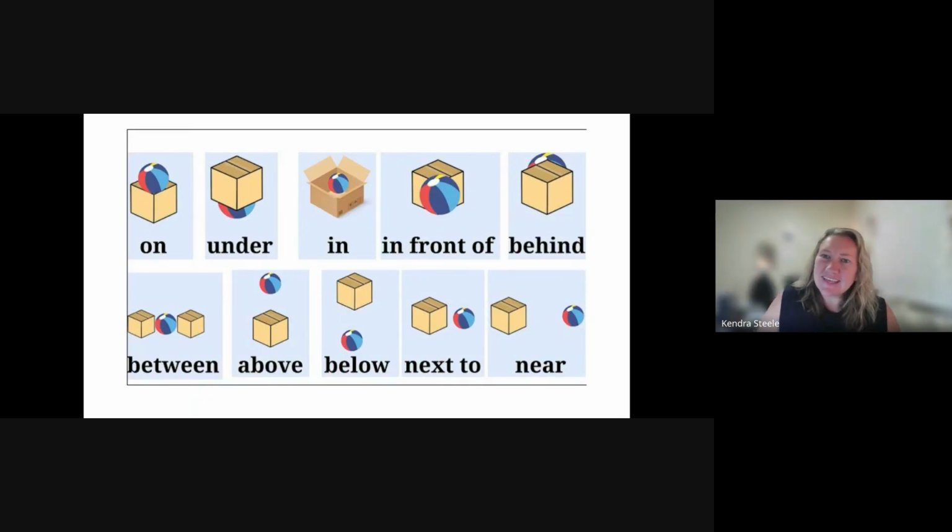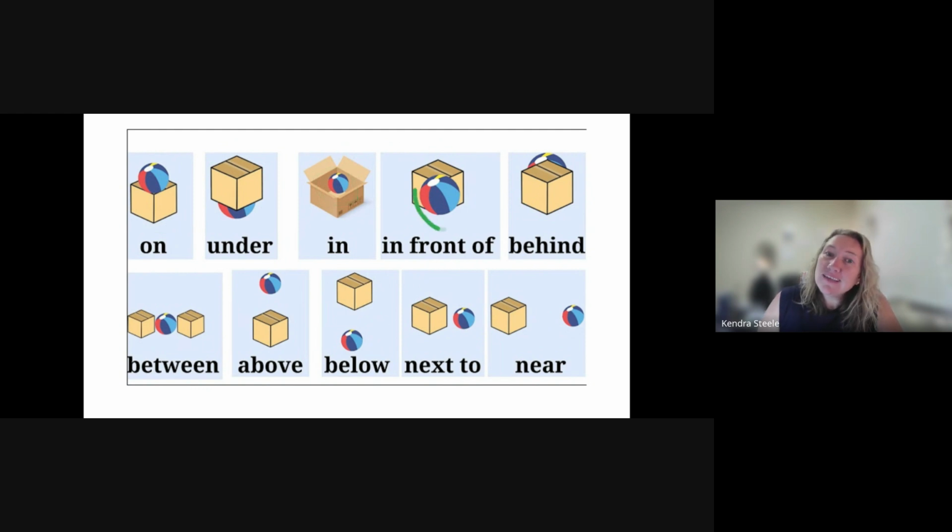Prepositions of place in English tell a location of something, where something is. Here are some examples. In this one, the ball is on the box. The ball is under the box. The ball is in the box.